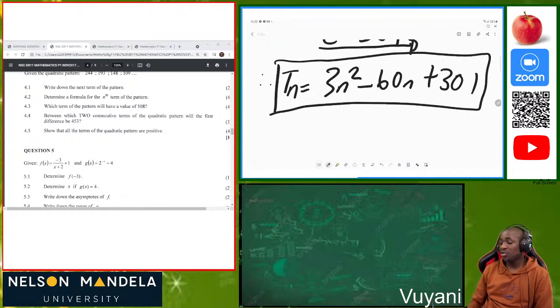So first things first, you have to know the second constant difference. Then you calculate the value of a. You calculate the value of b, and lastly you calculate the value of c. Then after that you substitute them in your equation.